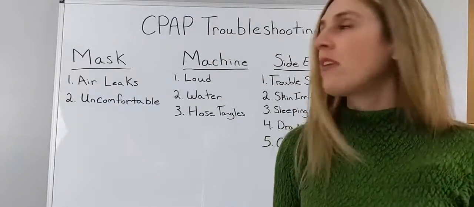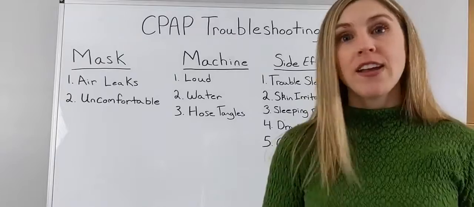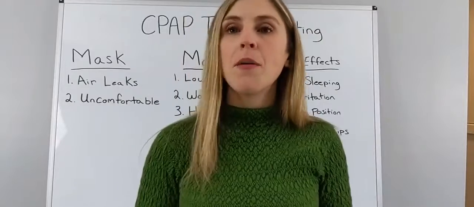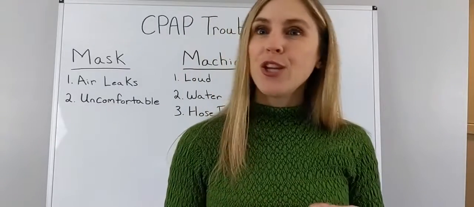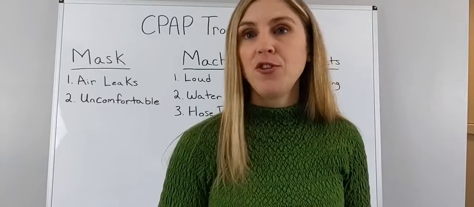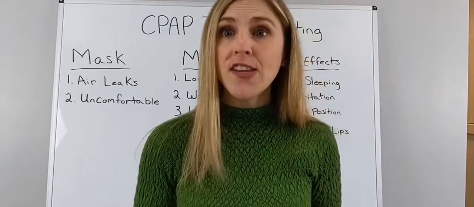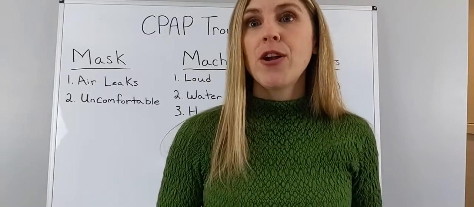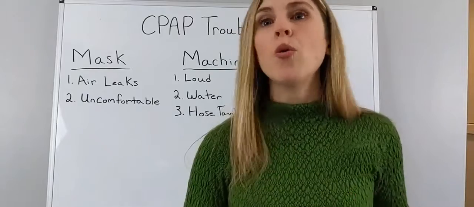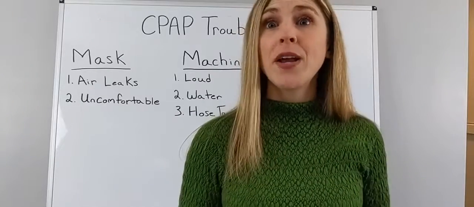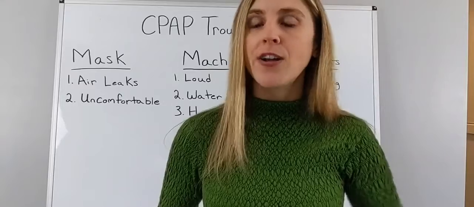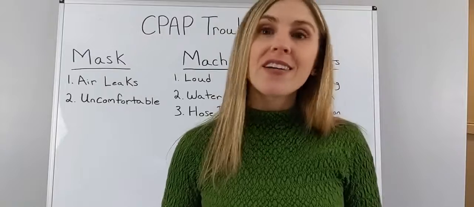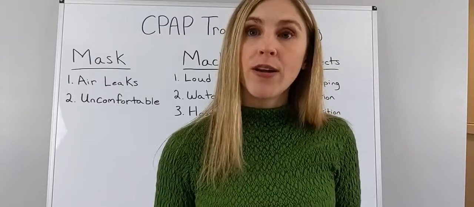Okay. The next machine issue that is pretty typical is hose tangles. It's super common, when you're lying in bed, to flop around at night, as most people do. You might not even be aware that you're moving while you sleep, and your hose can get tangled up. This can happen where your hose gets tangled with your pillow or other things in your bed, or you can accidentally roll over on your hose and block it. Obviously, that's problematic, because if your hose gets tangled or blocked, then you're not going to get the air pressure that you require to keep your airways open.